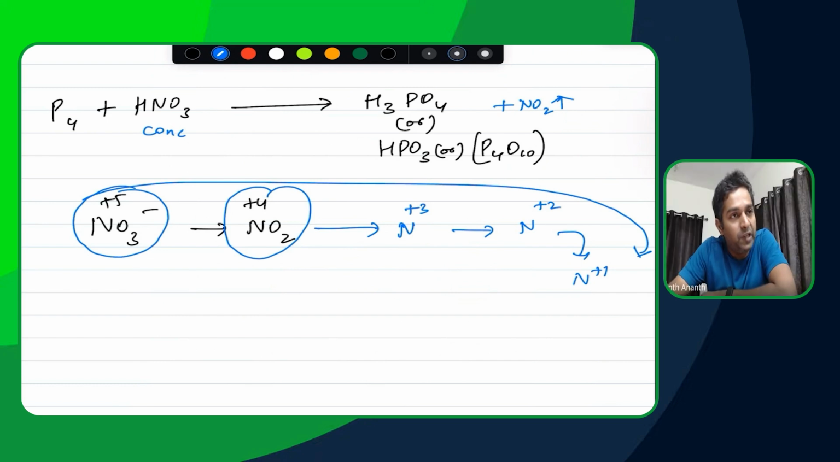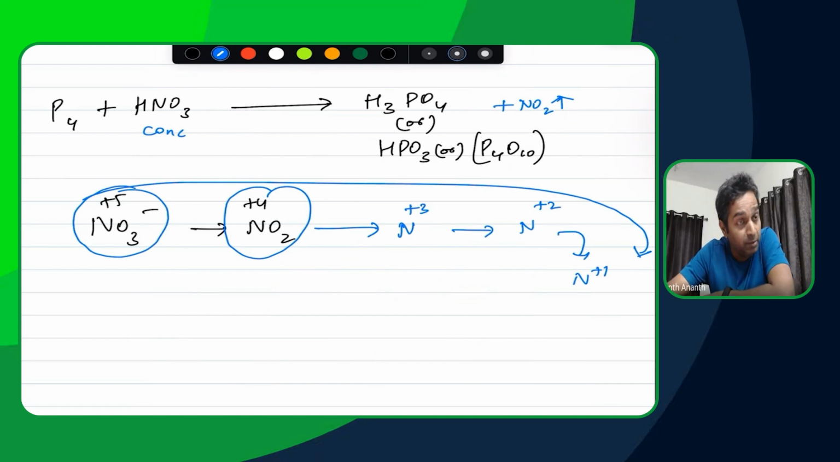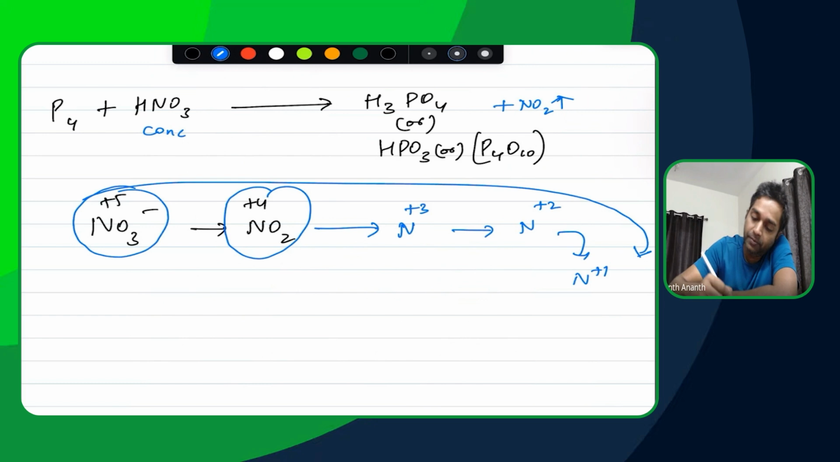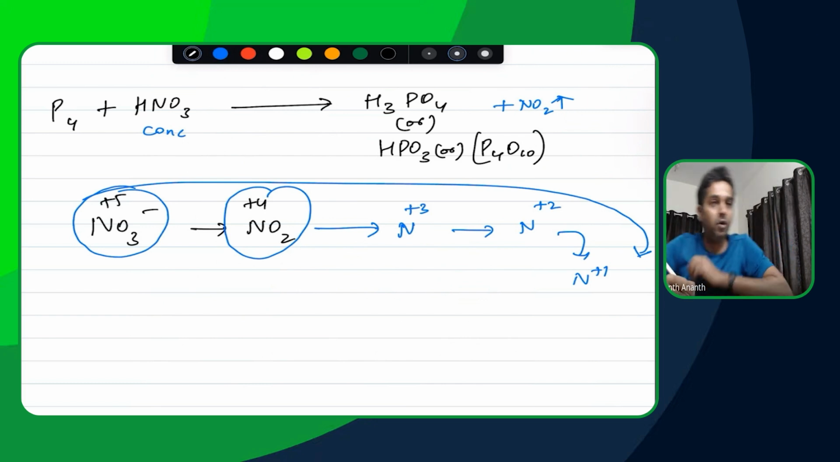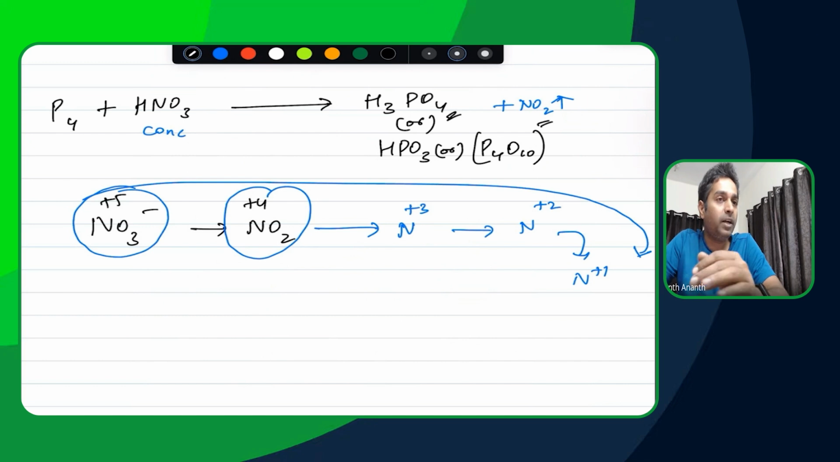That'll get oxidized. The biggest bully will be the only fellow who will keep doing the oxidation reaction. NO2 will not get a chance. NO2 is a reasonably good oxidizing agent, but not good enough, not compared to NO3 minus. Makes sense. So if I have concentrated, I'll be getting products as H3PO4 and NO2, main products. Other products are loose fellows, we don't care. Water, I don't care. These are my two main products, depending on the amount of water.